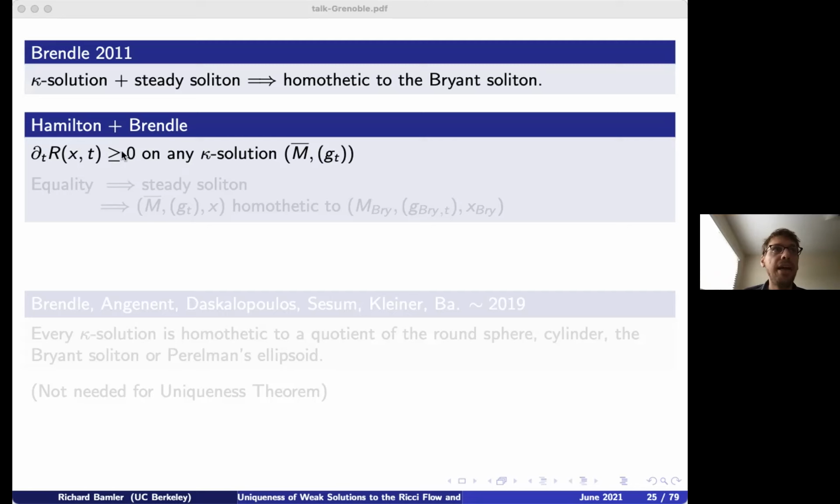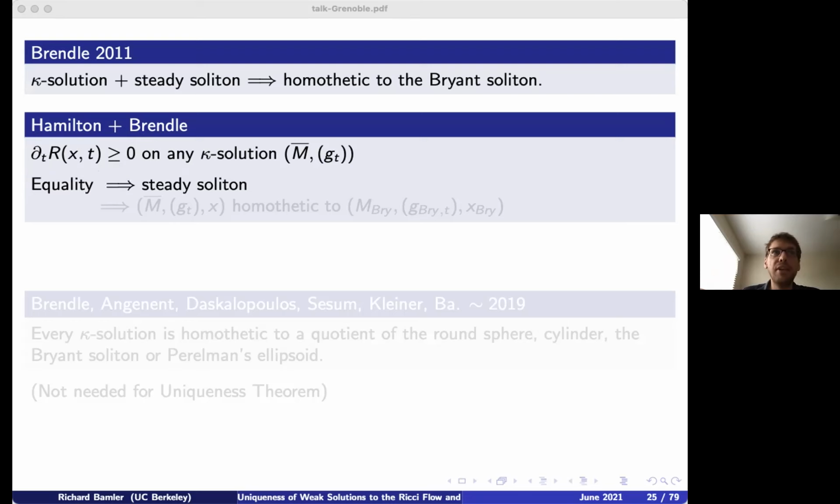Okay? So the scalar curvature really has to increase pointwise. And what Hamilton also considered is, well, what happens if we have equality at one point? Okay? And so then there's some rigidity discussion, which actually allows us to deduce that if we have equality at some point, then this kappa solution has to be a steady soliton.